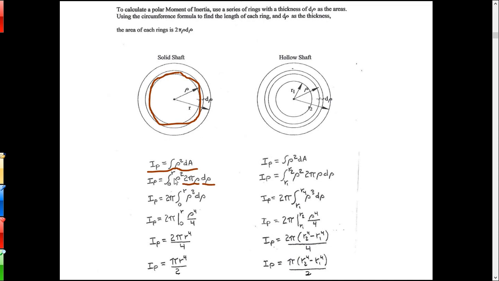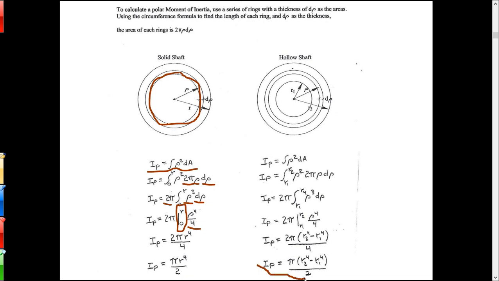So I've got the integral of rho squared times 2 pi rho d rho. The 2 pi is a constant, so it can come outside of the integral. I integrate rho cubed d rho and get rho to the 4 over 4, times 2 pi. My limits go from 0 to the outer radius, so I can substitute r in for rho. So the moment of inertia is 2 pi r to the 4 over 4, which works out to be pi r to the 4 over 2.